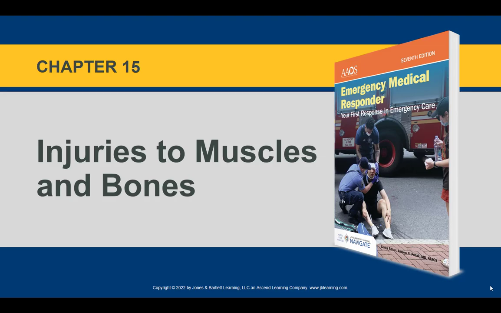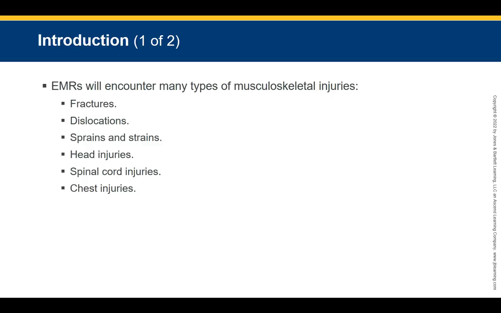Okay, chapter 15, injuries to the muscles and to the bones. Now we are, as EMRs, going to be the first ones on scene, and so we're going to see a lot of these injuries to the human creature, especially as a result of car crashes, residential problems like trees falling on them or ducts giving way or whatever. Fractures, dislocations, sprains and strains.